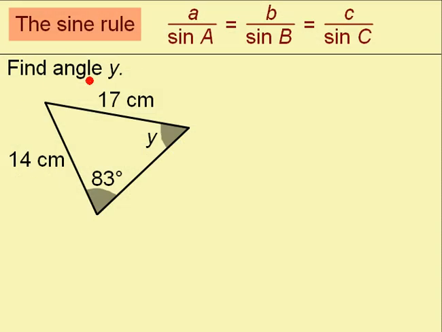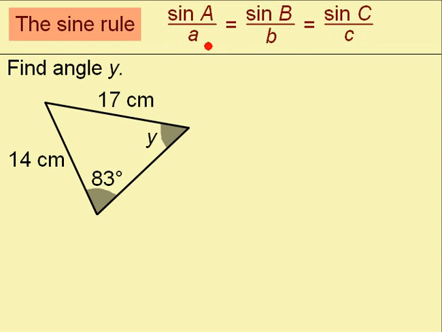Now in this question, I'm looking for an angle here. I could use this version of the sine rule, but it's actually a lot easier if I flip it like this before I start. Now the angle I'm looking for is y, so I start here with the sine of y, and this is going to be divided by the opposite side, so that's 14. That's going to be equal to the sine of the other angle that I've got, that's 83, divided by the opposite side, that's 17.